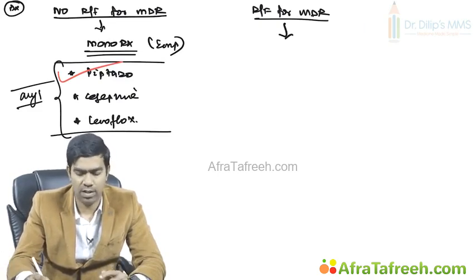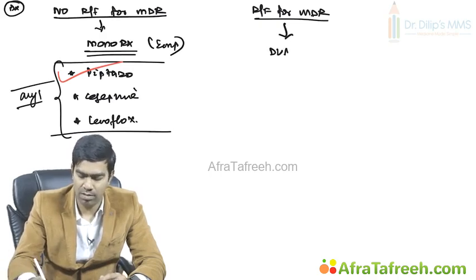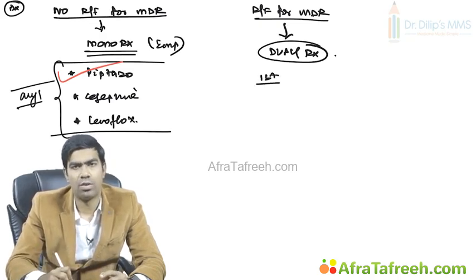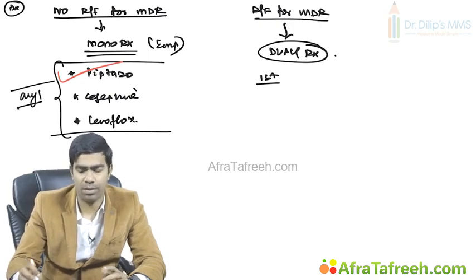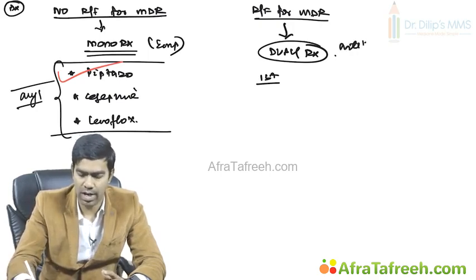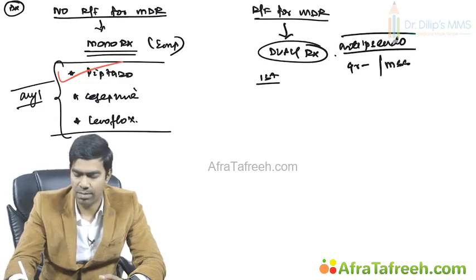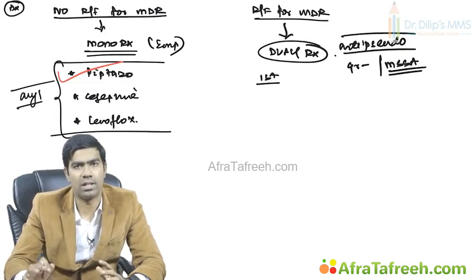So if there is a risk factor for MDR organism, you have to give multiple cover. Usually we prefer a double therapy. So the first drug, whatever drugs you use, they should have anti-pseudomonal cover, very important. At the same time, they should cover gram-negative organisms, and they should cover MSSA also. So these are the drugs you should use.